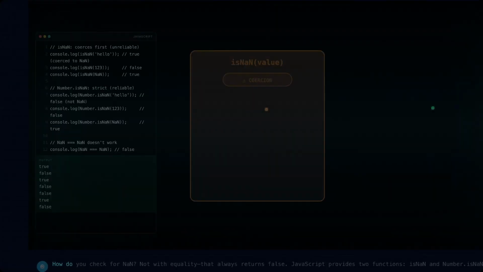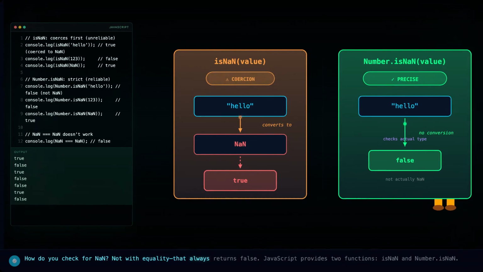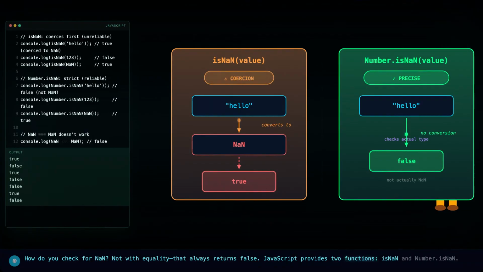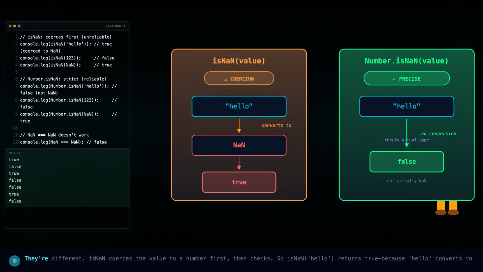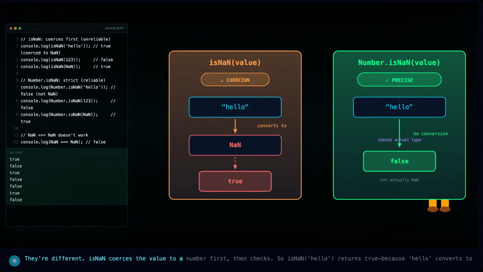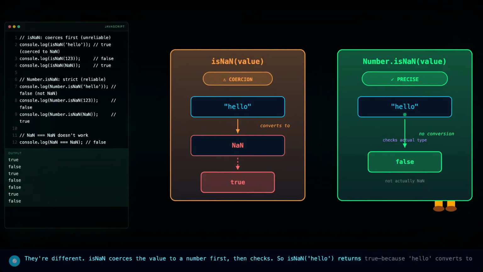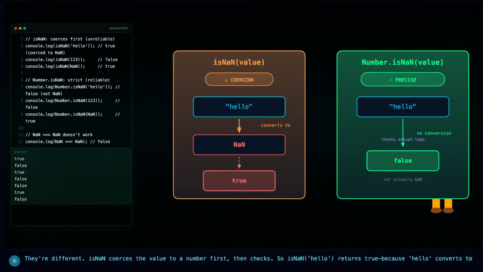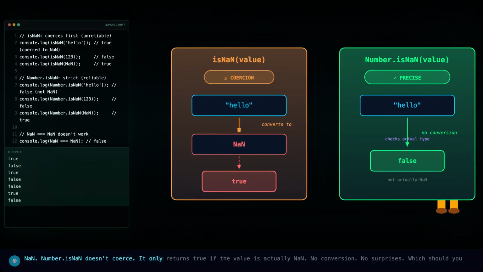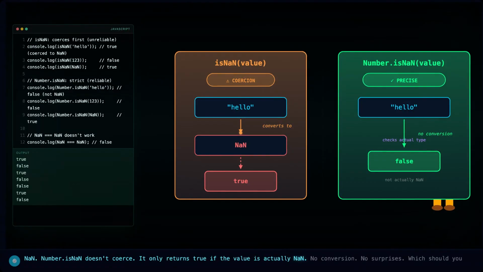How do you check for NaN? Not with equality. That always returns false. JavaScript provides two functions, isNaN and Number.isNaN. They're different. isNaN coerces the value to a number first, then checks. So isNaN("hello") returns true, because "hello" converts to NaN. Number.isNaN doesn't coerce. It only returns true if the value is actually NaN.